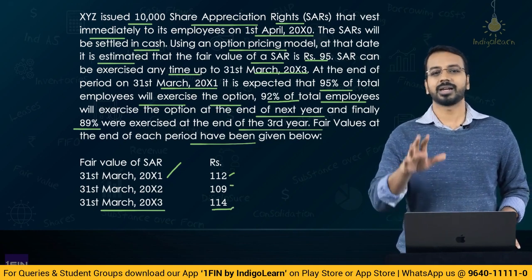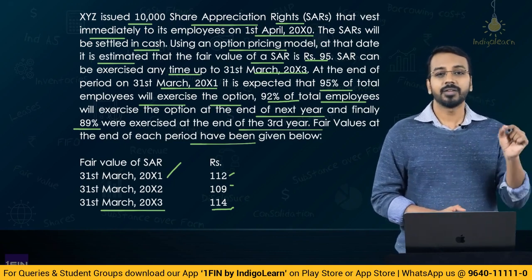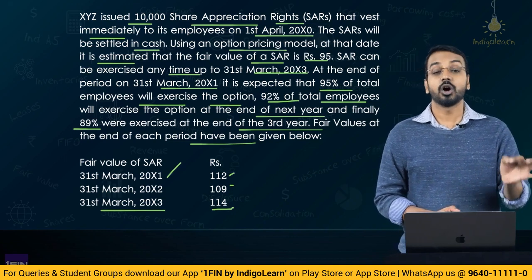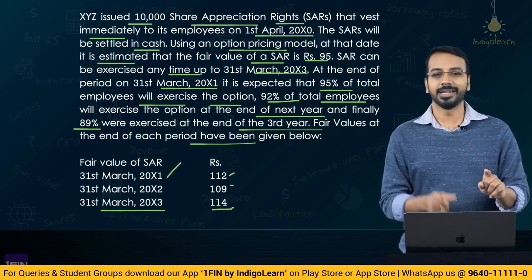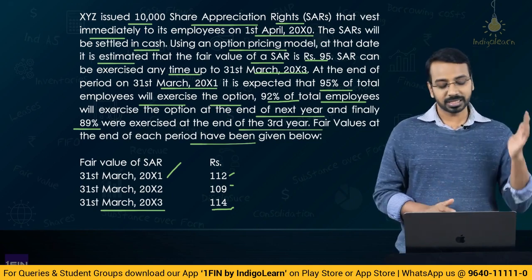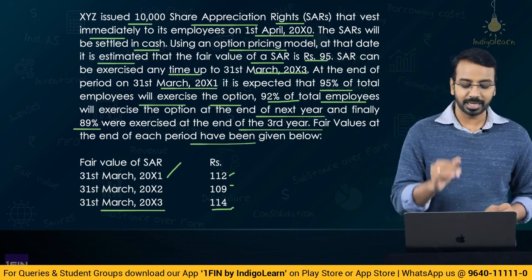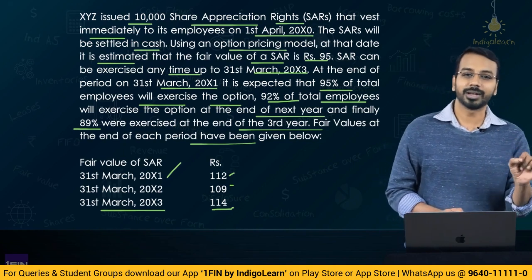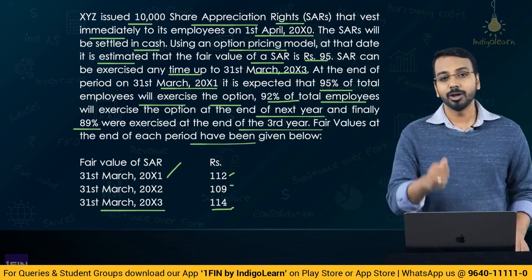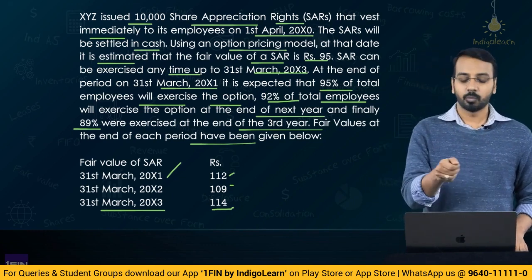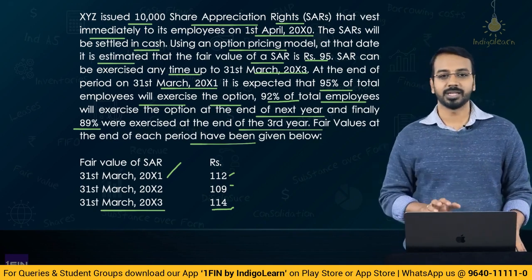The fair value of this appreciation rights basically means that, say for example, we are on 31st March of year 3. When I say the fair value as on 31st March of year 3 of this share appreciation right is 114, indirectly I am saying for each right the employee will receive 114. If the same was exercised at the end of year 2, the employee would have received 109. If the same was exercised at the end of year 1, the employee would have received 112. So that is the meaning of the fair value. When you as an employee hold this right, you can claim 114 from the company at the end of year 3.